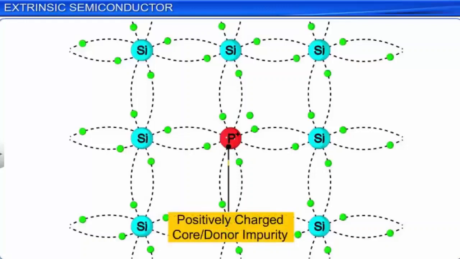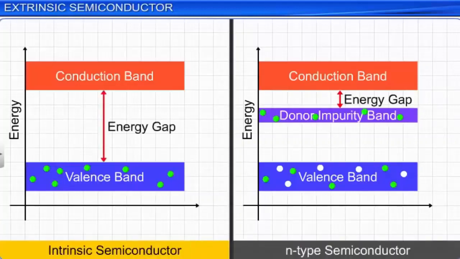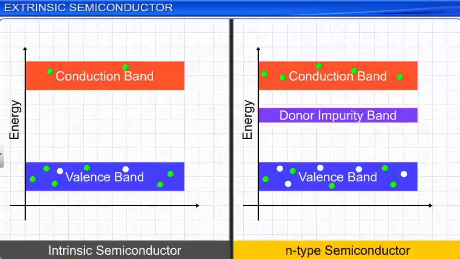An N-type semiconductor has a donor impurity energy band that lies just below the conduction band. Thus, electrons can jump to the conduction band by covering a smaller energy gap as compared to an intrinsic semiconductor. Free electrons released by donor impurity atoms in an N-type semiconductor can move from the donor impurity energy band to the conduction band even at room temperature.